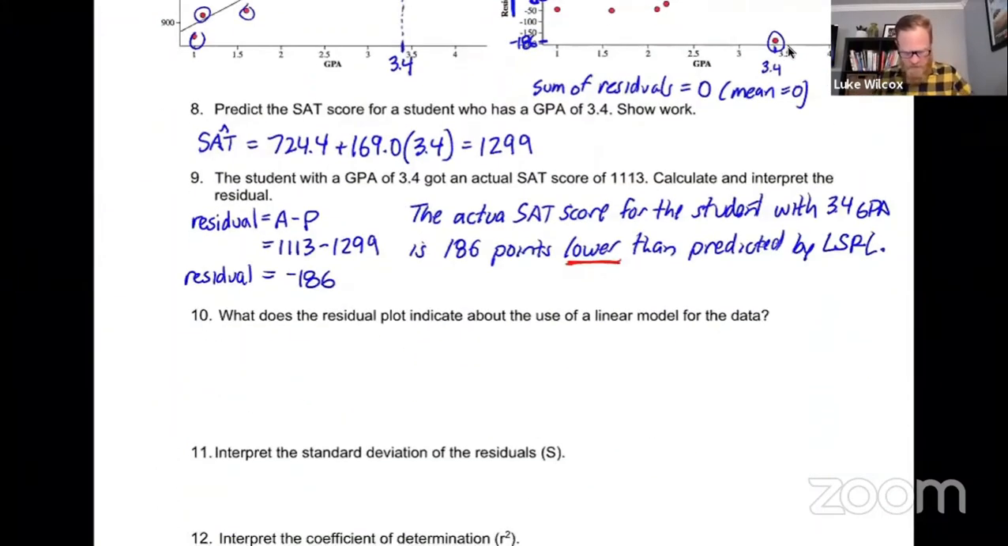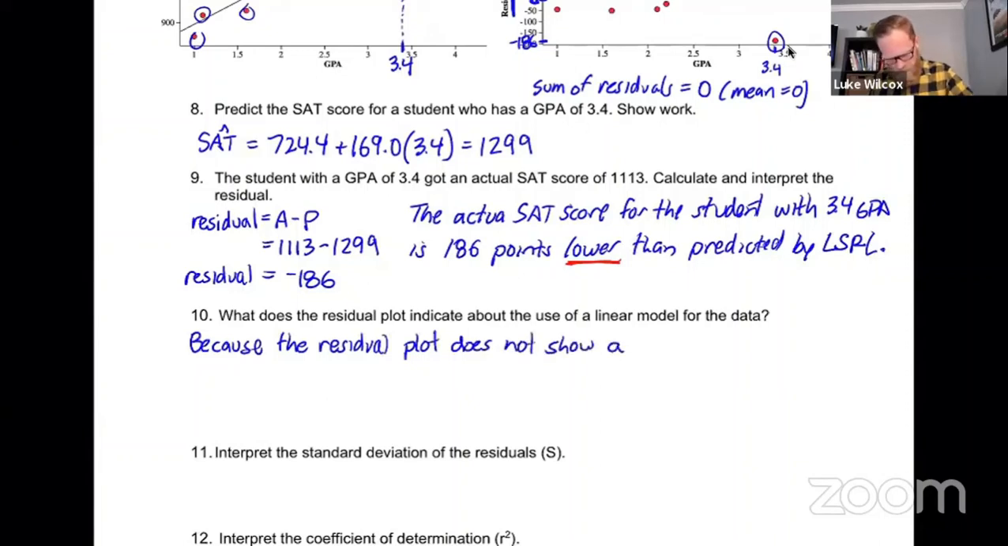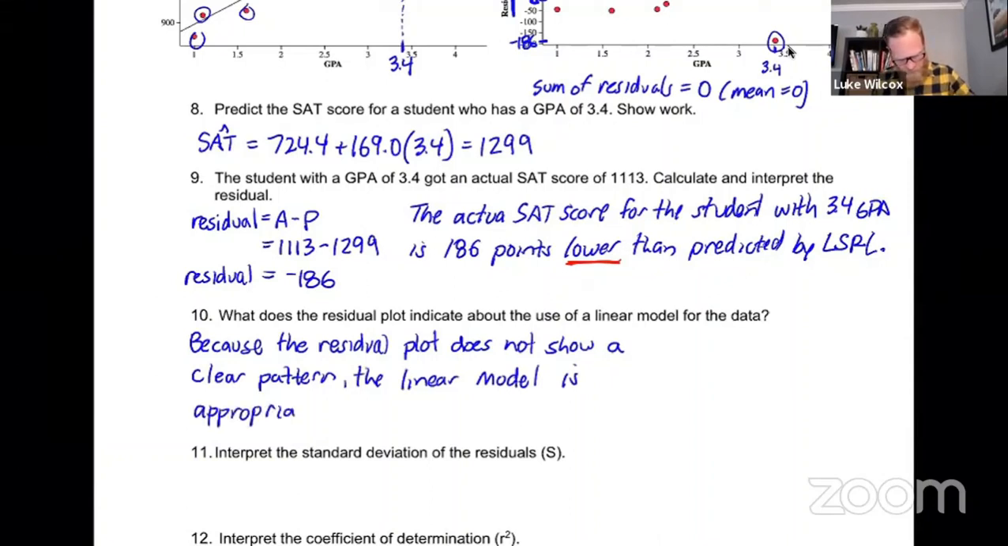So here's what we're going to say for this. We're going to say because the residual plot does not show a clear pattern, which is a good thing, that means that the linear model is appropriate for the data.